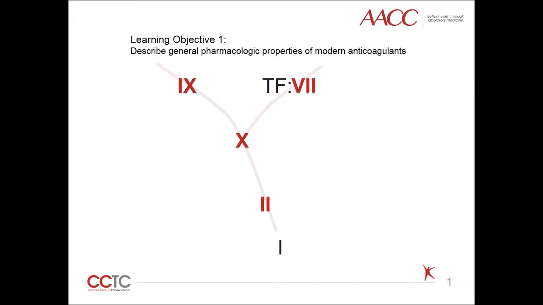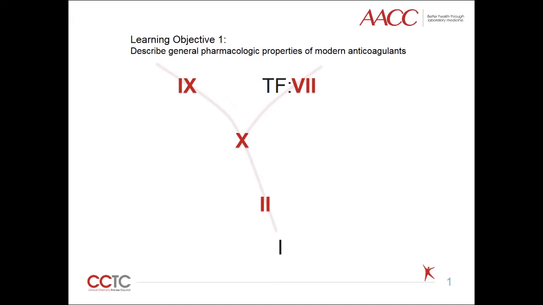A simplified representation of the coagulation cascade is presented here. Detailed elaboration of coagulation science and related testing is beyond the scope of this presentation. The vitamin K-dependent procoagulant factors 2, 7, 9, and 10 are in red.